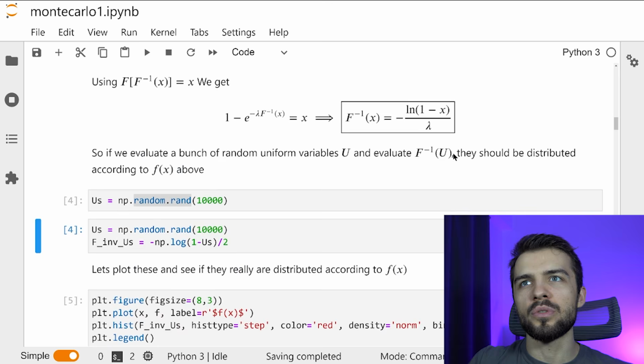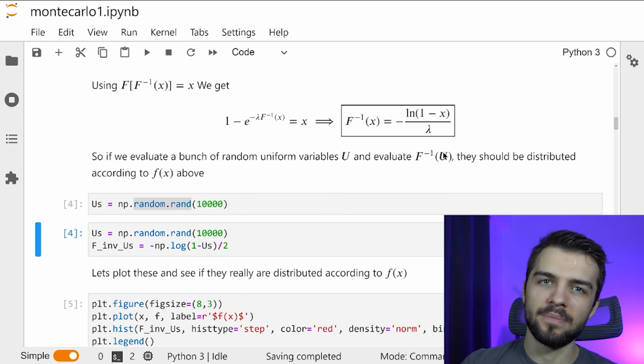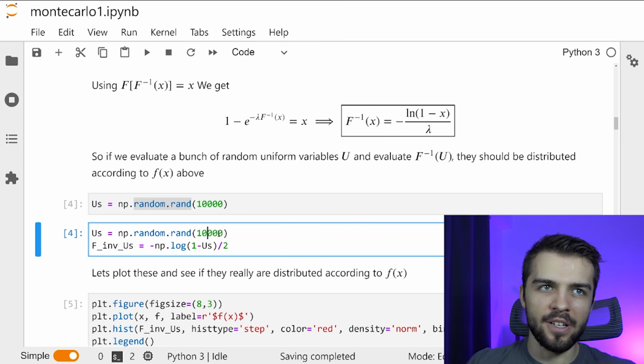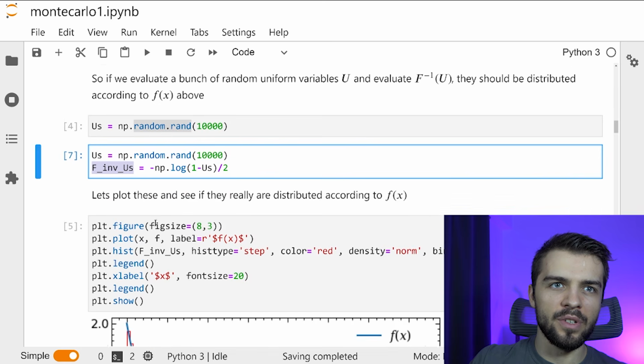And we're going to use those to generate these capital F inverse of u's to get exponential distribution variables. So I call this my F inverse u's, which is plugging in u to this function. And I just plug in all these values of u's into this function here. So I evaluate them, and now I'm going to make a histogram of this F inverse of u's.